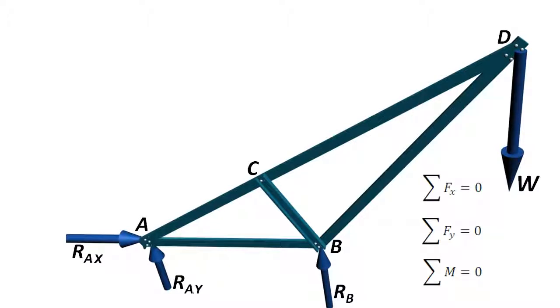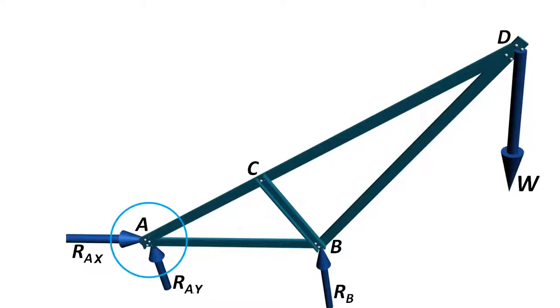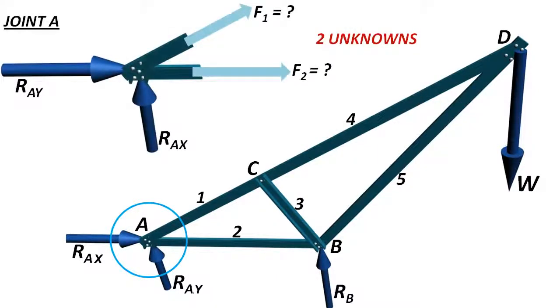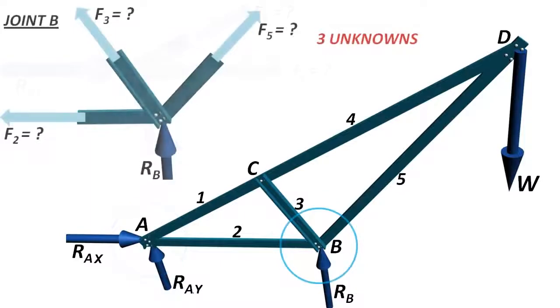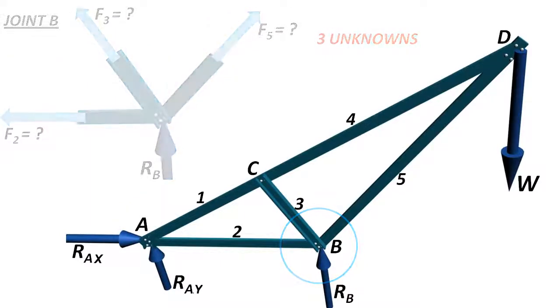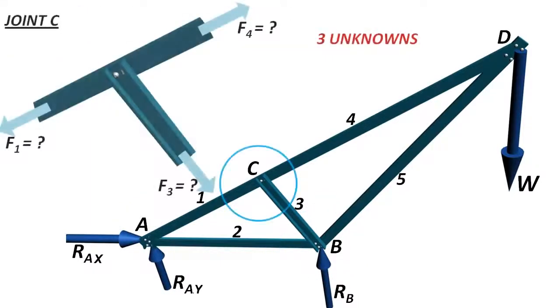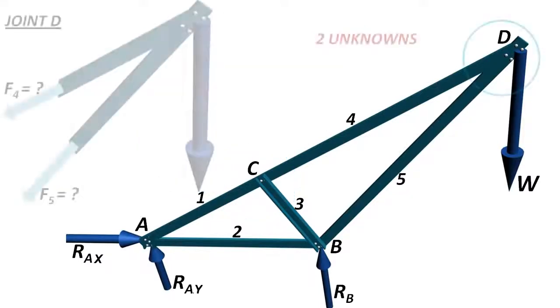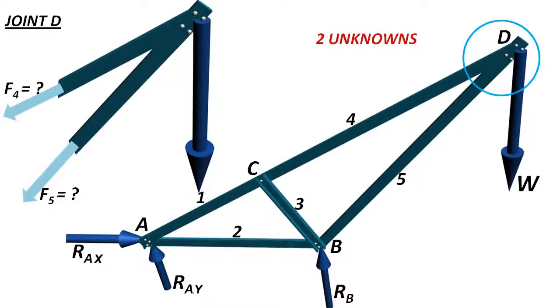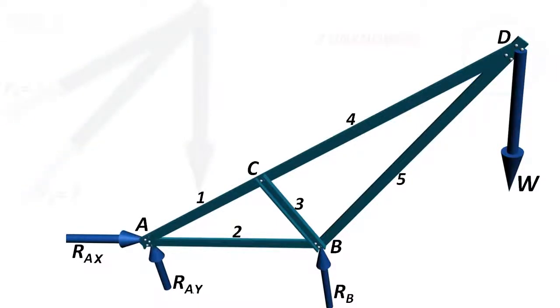Now analysis at each joint. Let's assume that all members are under tension, so forces are moving away from the joint. Internal forces developed, and the number of unknown forces around each joint, are as shown here. It's clear that we could start our analysis either from joint A or from joint D. Both have two unknowns. Other joints have three unknown forces.